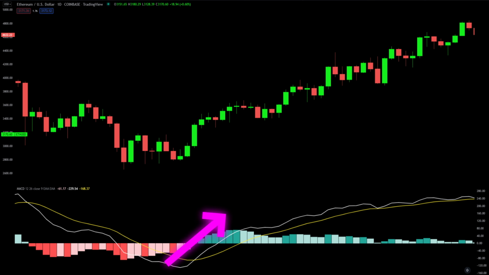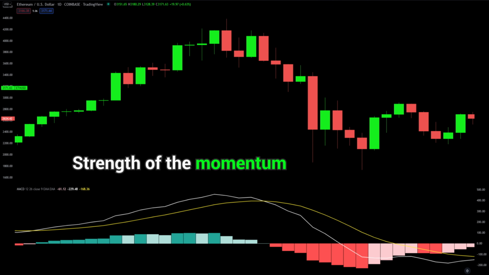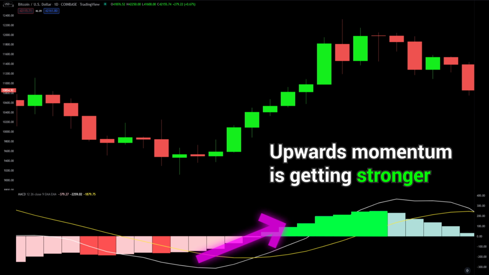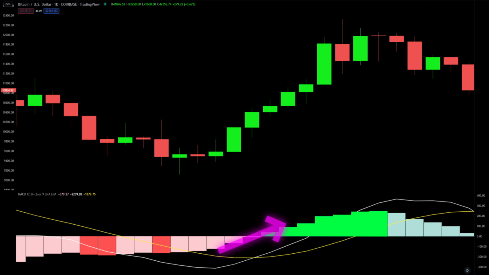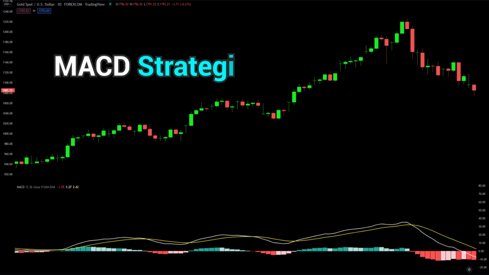If the MACD line crosses above the signal line, it indicates that the market is on an upwards momentum. And if it crosses below, it indicates that the market is on a downwards momentum. Traders can also utilize the size of the histogram to determine the strength of the momentum itself. If the MACD crosses above the signal line while the histogram is getting larger, it shows us that the upwards momentum is getting stronger. Similarly, if the histogram is getting smaller in size, it indicates that the upwards momentum is getting weaker. Now let's talk about the different strategies that you can use with the MACD indicator.